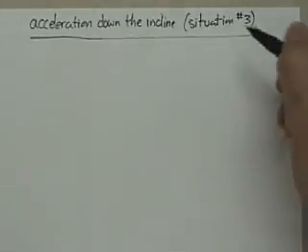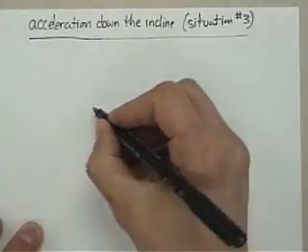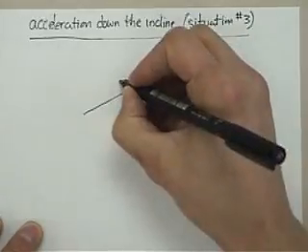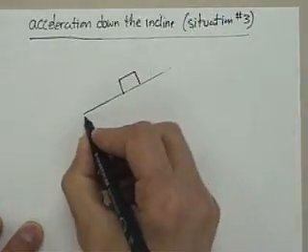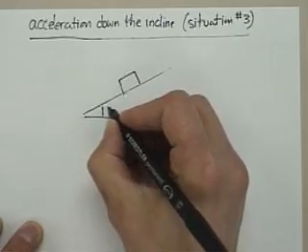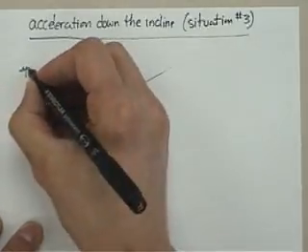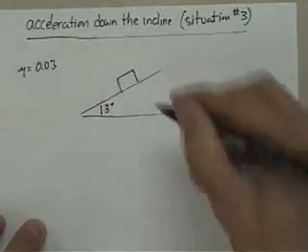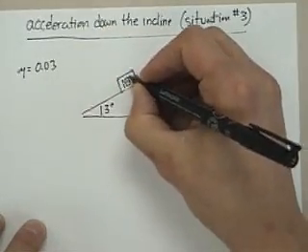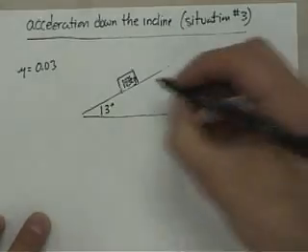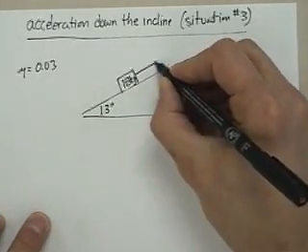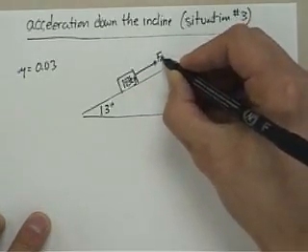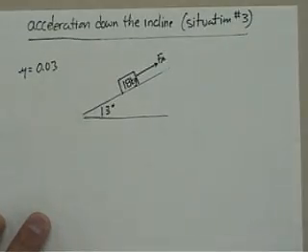Acceleration down the incline. This is our third situation. That's where we have our incline, put our object on the incline. Let's say some information here. 13 degrees. It's going to have a coefficient of friction of 0.03. This thing will weigh 18 kilograms. And you're going to be told that your applied force is upward, Fa. Okay, so that's all we're going to know.